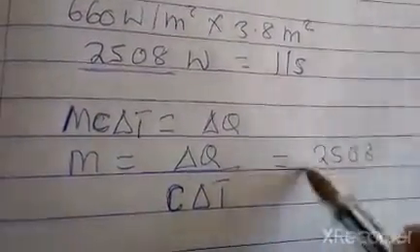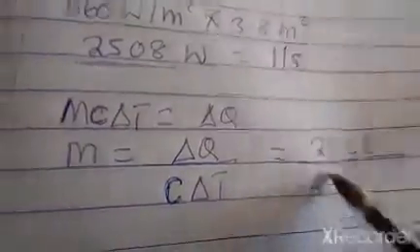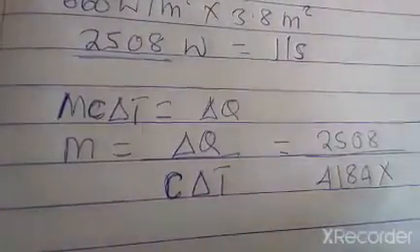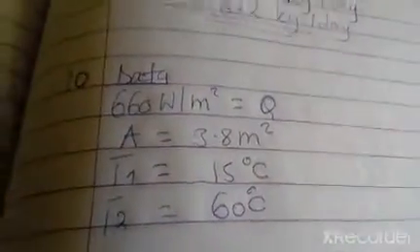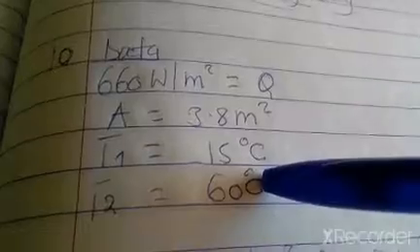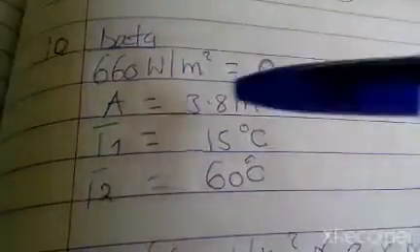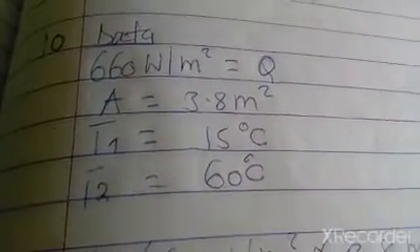2508 divided by the specific latent heat is 4184 multiplied by the change in temperature, which is equal to 45 degrees, right? The change in temperature is from 15 degrees Celsius to 60 degrees Celsius, so the change will be T2 minus T1, which will be 60 minus 15, and that will give us 45 degrees Celsius. So that's what we are dealing with here.